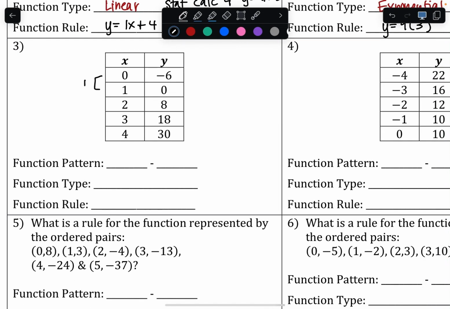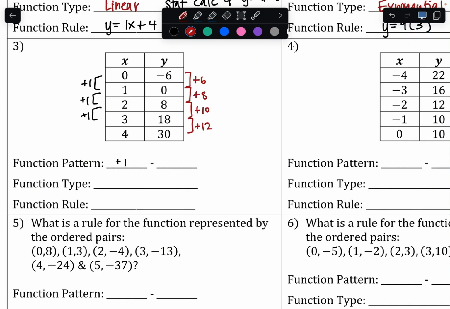Okay, in this next one, our x's are going up by 1. So now it makes sense to look at the y's. From -6 to 0, we're obviously multiplying by 0, so we don't want to look at multiplication in this situation, because if we were continuously multiplying by something, the rest of it would be 0. And so -6 plus 6 would get me to 0. -6 plus 8 would give me to 8. Then we're adding 10. And then we're adding 12.